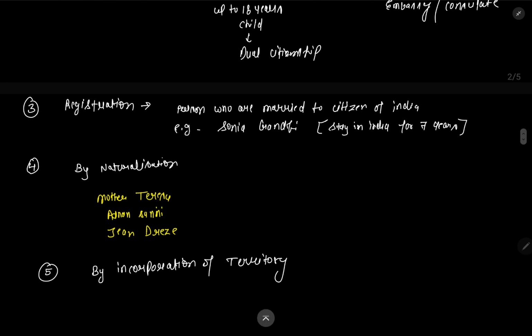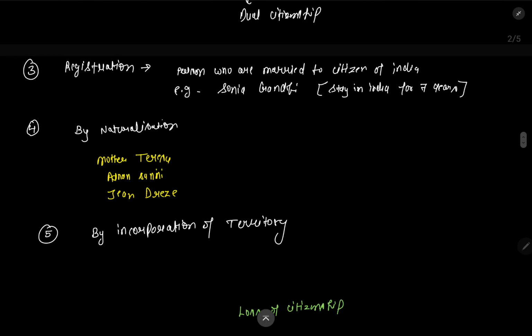Then we have talked about registration. By registration, one can also become a citizen, just like Sonia Gandhi became one. For that, you have to stay in India for at least 7 years continuously. Now, the process of naturalization. In naturalization, I have explained various conditions: any person cannot become a citizen of India if an Indian cannot also become a citizen of that country by the process of naturalization.